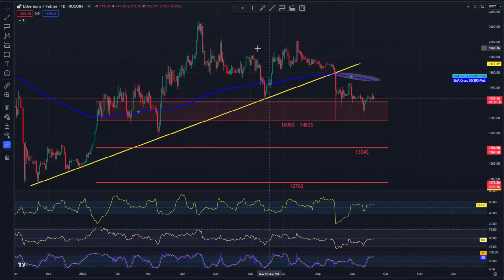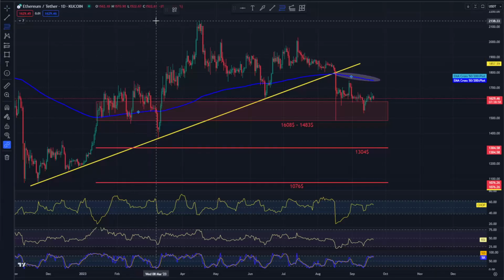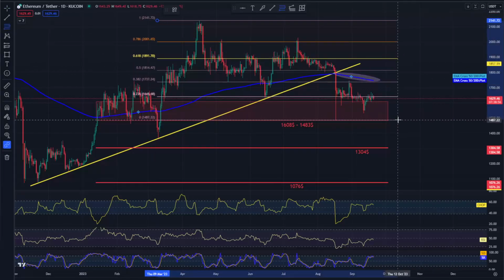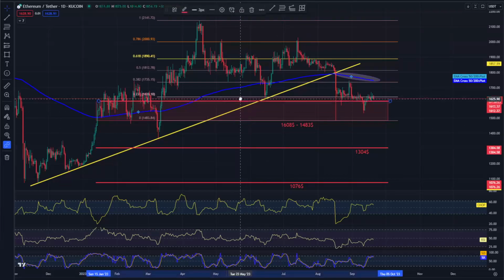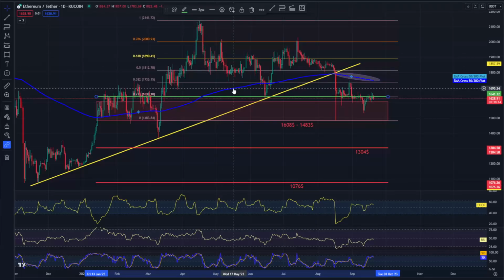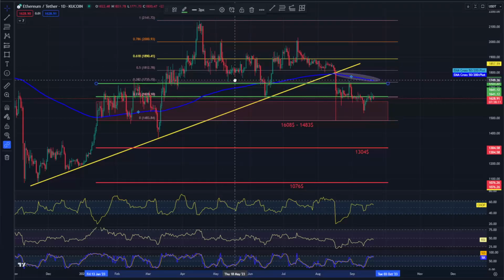Looking the other way, we can similarly mark places where the price should encounter resistance on the way up. And here we see that the price is struggling to break the resistance level at $1,641. Then we have resistance at $1,735.